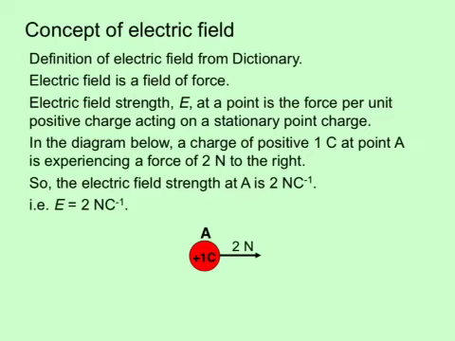Look at this diagram here. It shows that a positive charge of 1 coulomb has been placed at A, and this charge experiences a force of 2 newtons to the right. So we can say that the electric field strength at A is 2 newtons to the right.